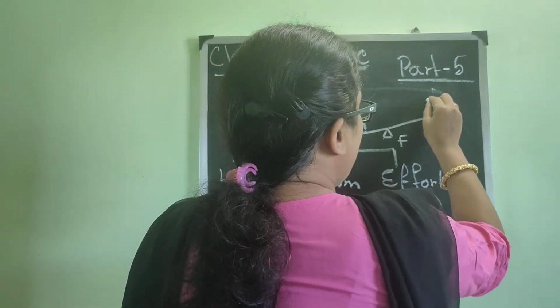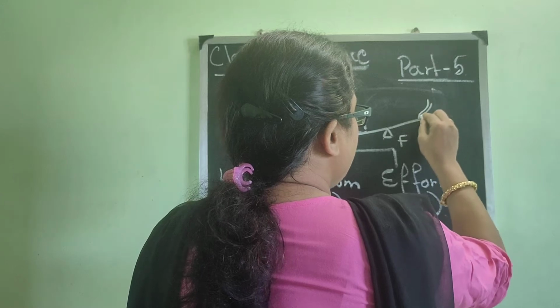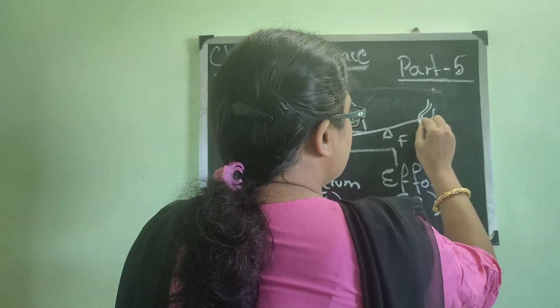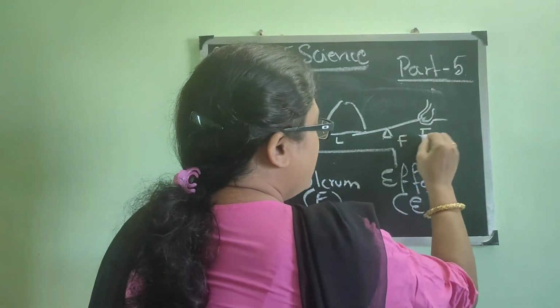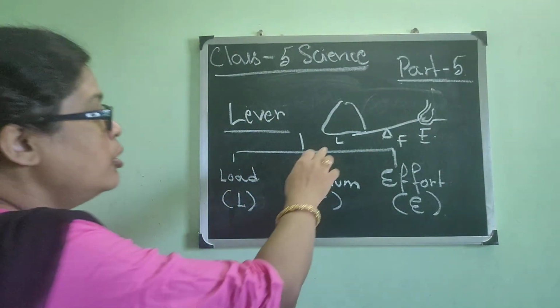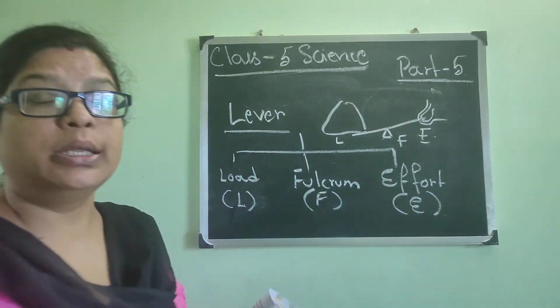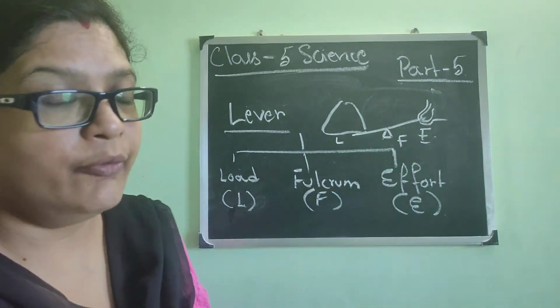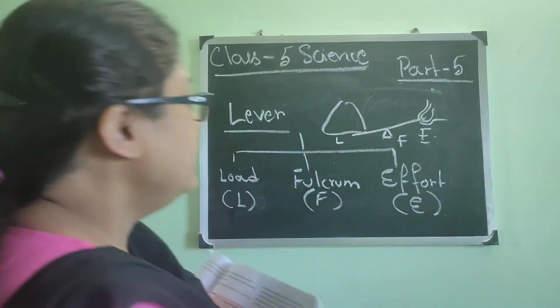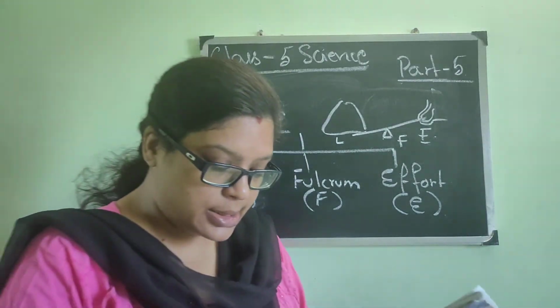And here the boy will put pressure with his hand, isn't it? With his two hands, he will put pressure. So this is the part of effort. So load, fulcrum, effort. These three different parts are there in the case of a lever. Now turn to the next page, you can understand.